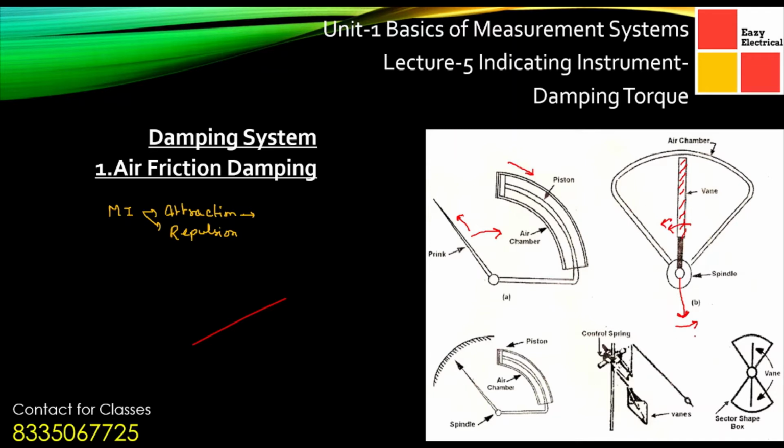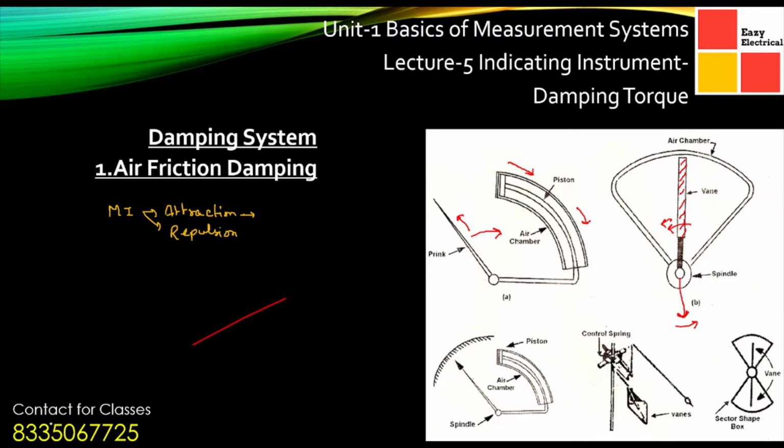Here you can see the same thing is drawn. There is an air chamber, and in the air chamber this piston moves upwards or downwards based on the direction of the pointer. Here you have also seen the control spring, the vanes and the pointers shown. Some simple figure is drawn here so that you can get the idea of air friction damping. So basically the air friction is acting as a damping source.